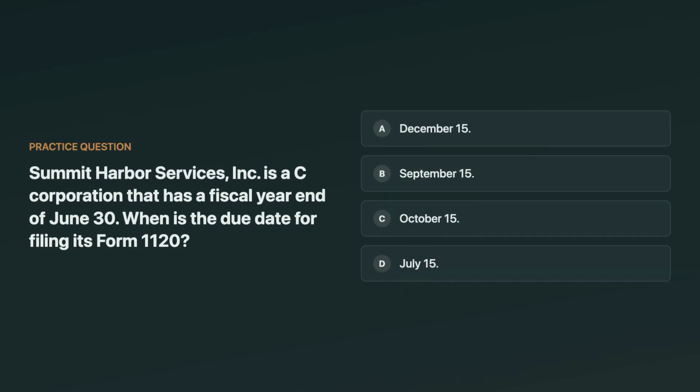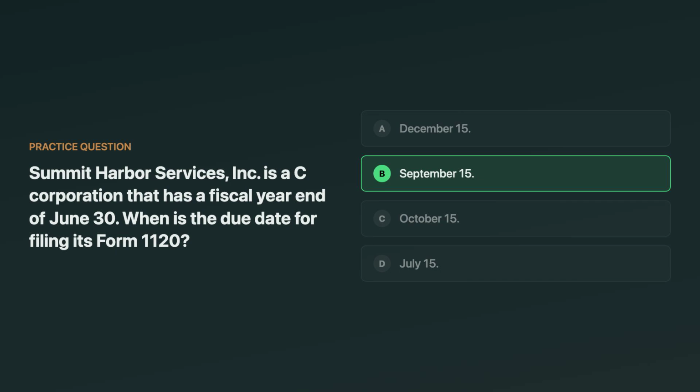Summit Harbor Services Incorporation with a fiscal year end of June 30th. When is the due date for filing its Form 1120? The choices include July 15th, September 15th, October 15th, and December 15th. Think about the month after year-end rule and whether June 30th has a twist.